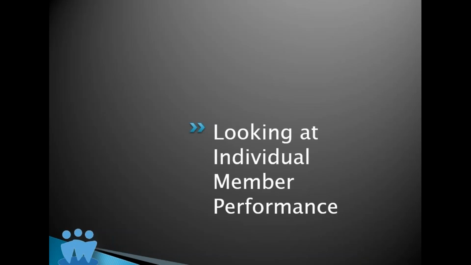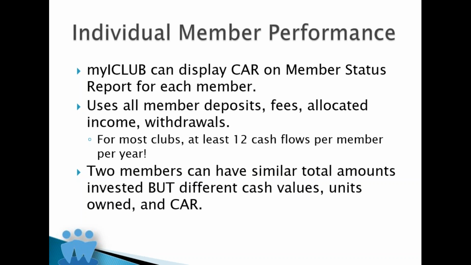So we started to touch on individual member performance when we looked at the member status report, and so we just follow up. When we look at member performance, what are we actually considering? Well, we're considering all the money that a member has put into the club, all the fees they paid, all of the income that they've been allocated at tax time, all of their withdrawals. So for most clubs, that means that at least 12 times a year they're putting money in. So we can't simply take the amount of their club capital account at the beginning of the year, figure out their club capital account at the end of the year, and then calculate the percentage change and say that's your rate of return. That doesn't work because we're continuing to add money.